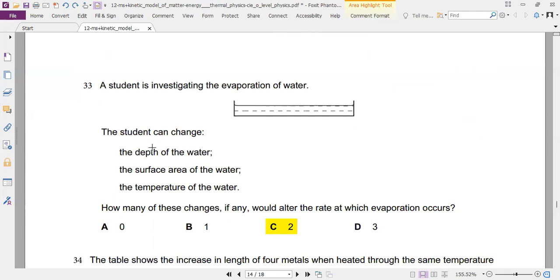So these three factors can be played with. How many of the changes would affect the rate of evaporation? So the depth of the water has nothing to do with evaporation. The surface area and temperature will. So two factors.